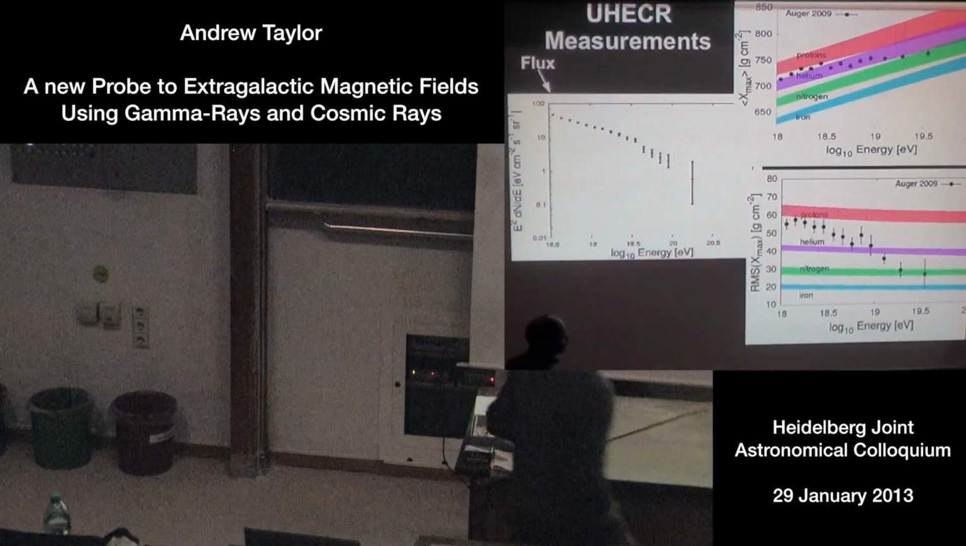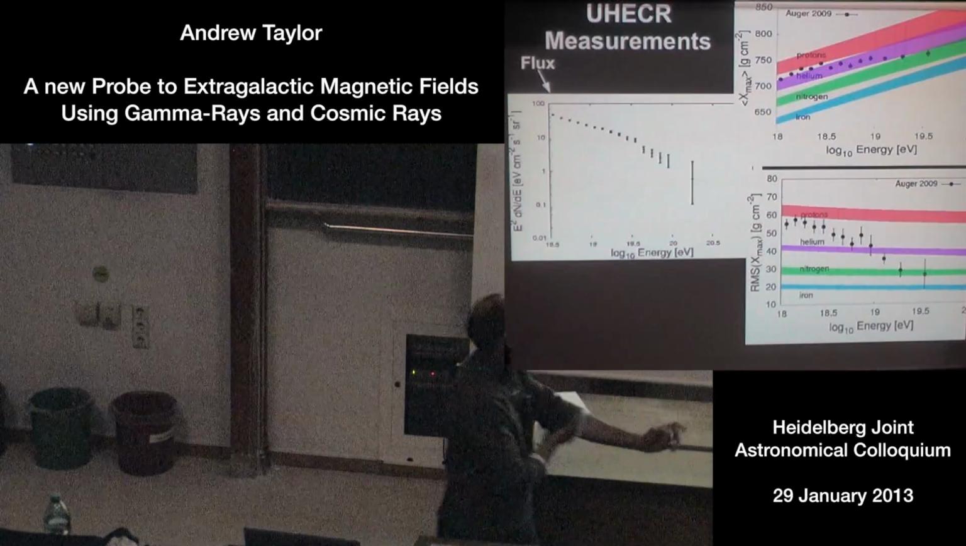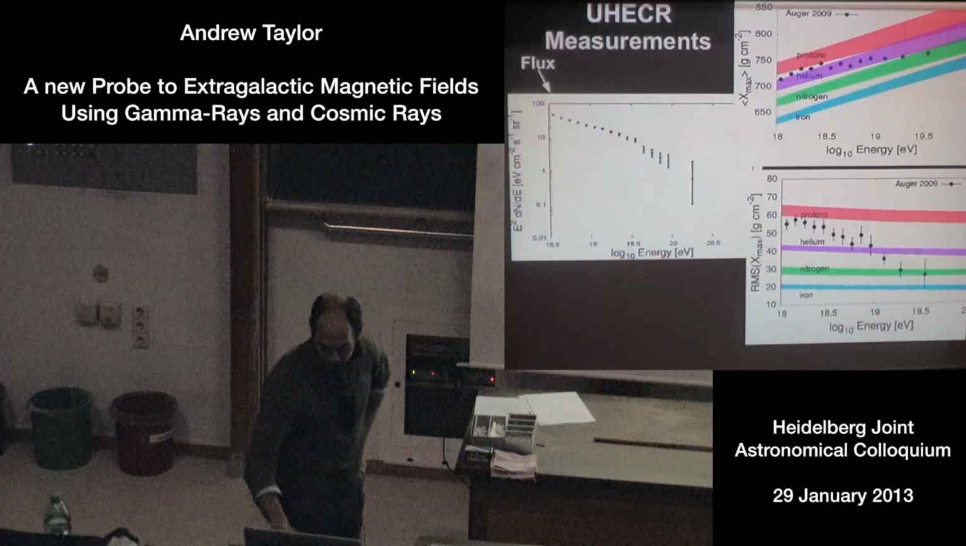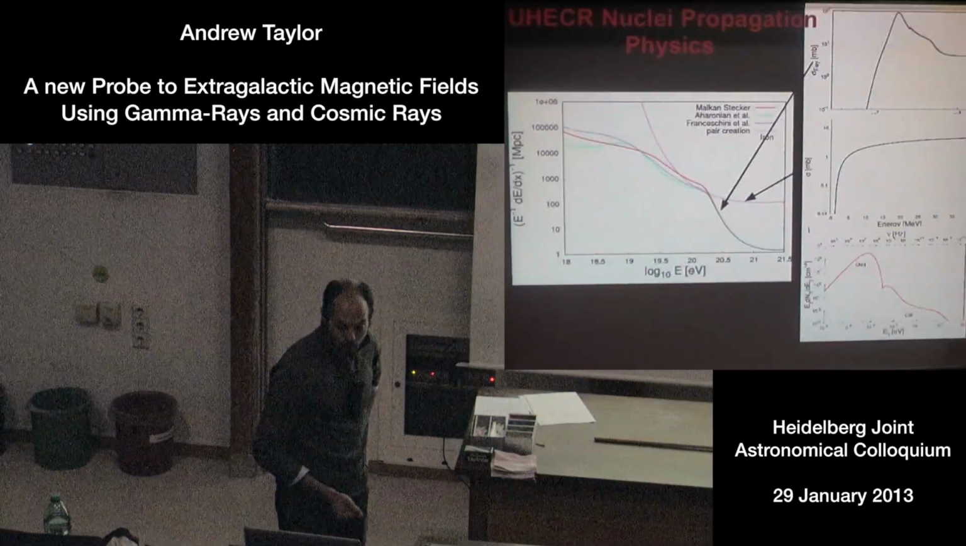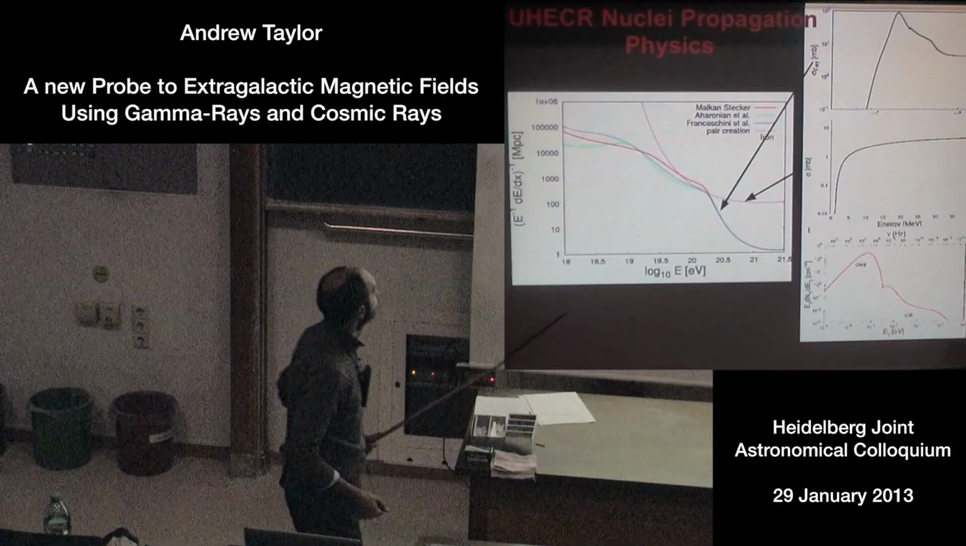Okay, so the cosmic ray composition looks like it's getting heavier, and like I said, that makes life difficult for using cosmic rays as a probe of the extragalactic magnetic field. But if we persevere, we can go a little bit further.